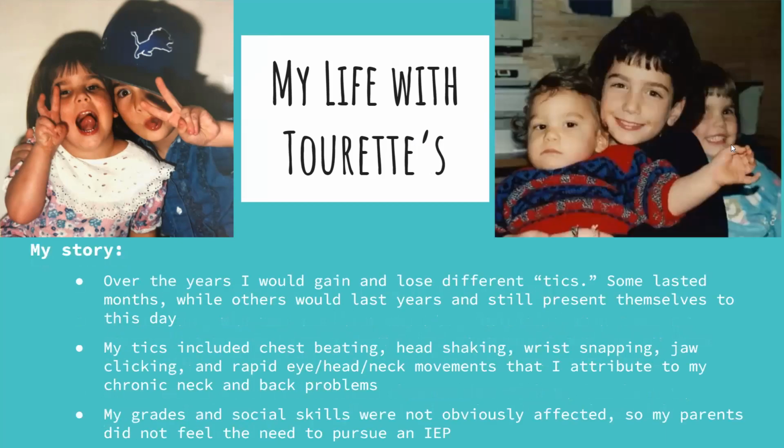Over the following years, I would gain and lose tics, some lasting only months and others lasting for years. Some, which are fortunately less obvious to others, still affect me to this day when I get nervous or anxious. At the time, however, my tics included beating my chest, which caused my mom to have to sew a plush bib I wore under my clothes so I wouldn't break a rib, head shaking, wrist snapping, jaw clicking, and rapid eye, head, and neck movements, which I attribute to my chronic neck and back problems to this day.